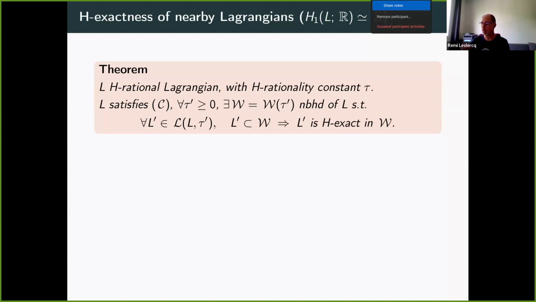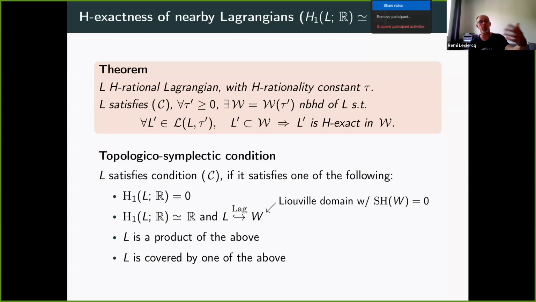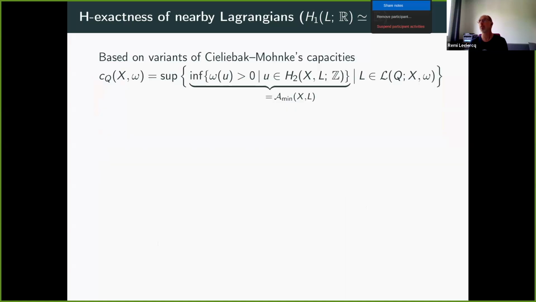in W. So let me just recall the condition. That was the symplectic condition, right? Remember, H1 is 0, H1 is R, but then you need to know that L embeds in some Liouville domain, or L is a product of this guy, or L is covered by one of these above. I'm going to explain the proof in this case because it contains all the ingredients to understand what's really happening, right? So I will assume that H1 of L with real coefficients is of dimension 1, and that you do have this Lagrangian embedding.